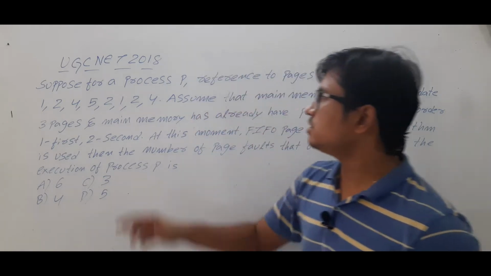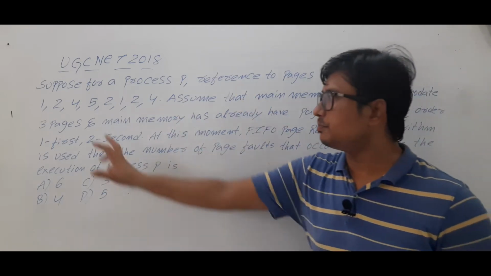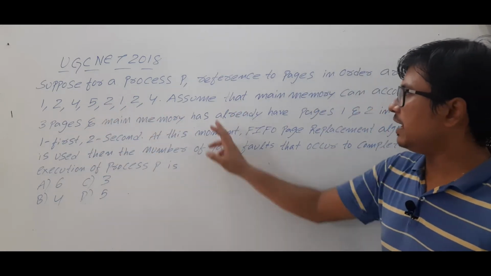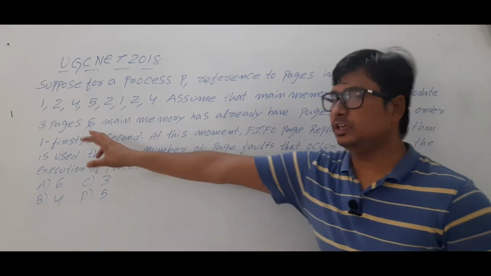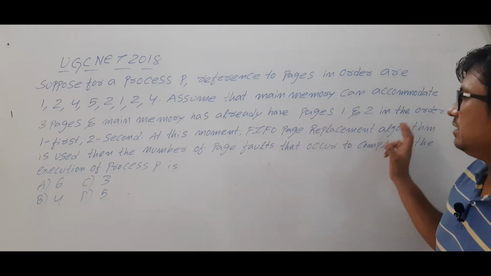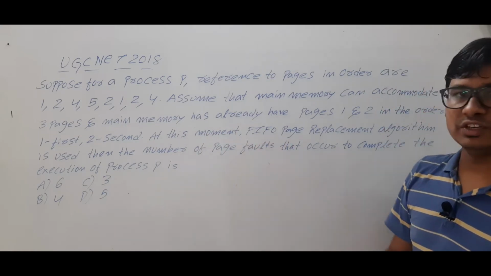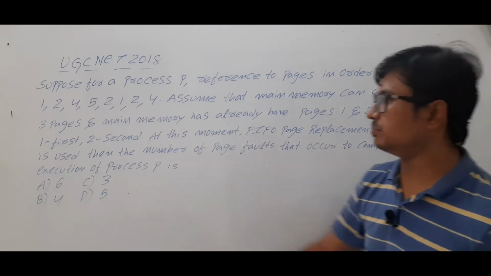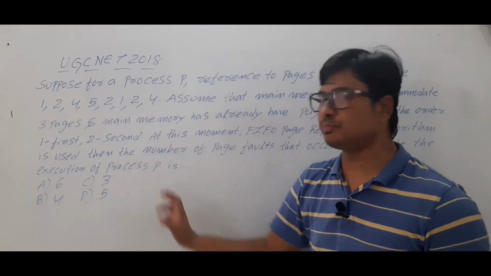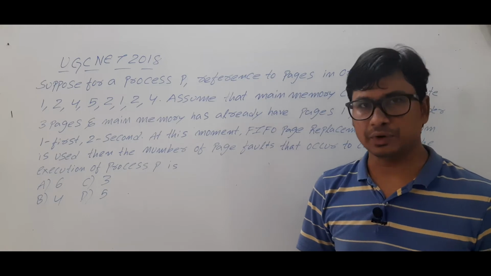Look at the question. Suppose for a process P, reference to pages in order are page number 1, 2, 4, 5, 2, 1, 2, 4. Assume that main memory can accommodate 3 pages and main memory has already have pages 1 and 2 in the order 1 first, 2 second. At this moment, first in first out FIFO page replacement algorithm is used. Then the number of page faults that occur to complete the execution of process P is, they have given 4 options. We need to solve the question and find out what is the right answer.